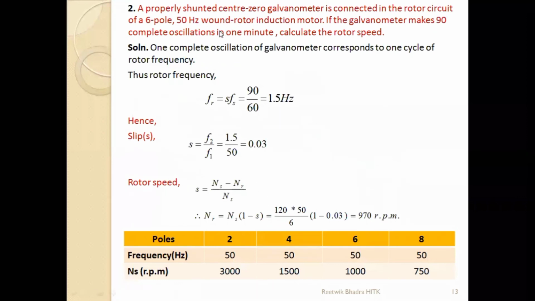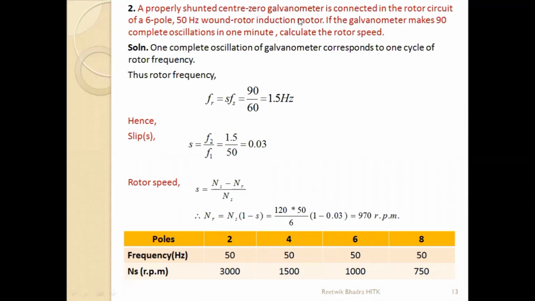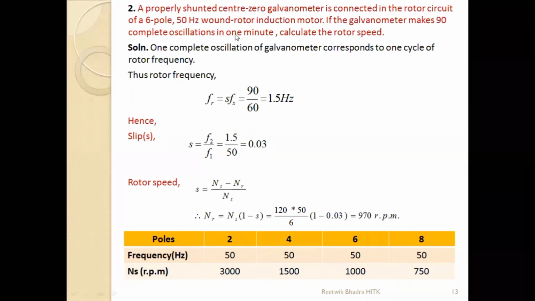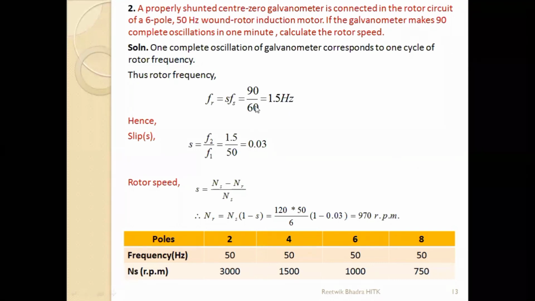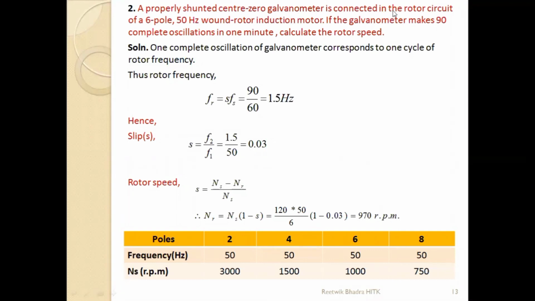Next problem, you can go through it. It's given in Himra. I have just used that problem. A 6-pole 50 Hz induction motor is given and a galvanometer makes 90 complete oscillations in 1 minute. The galvanometer is connected to the rotor circuit, so from it I can calculate the frequency. 90 oscillations in 1 minute, so cycles per second is 90 by 60, that gives you 1.5 Hz. And that will be the rotor frequency, since the galvanometer is connected in the rotor circuit, 1.5 Hz.